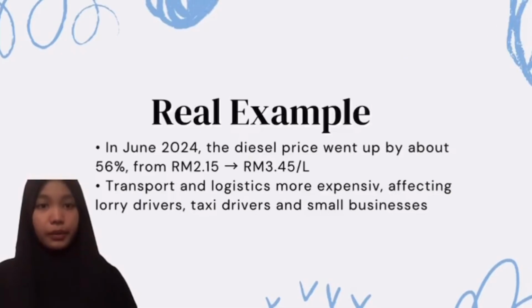A real example from the article is diesel. In June 2024, prices went up by 56%, from 2 ringgit 15 cents to 3 ringgit 45 cents. This hit lorry drivers, farmers, and small business owners hard, since transport is now more expensive.